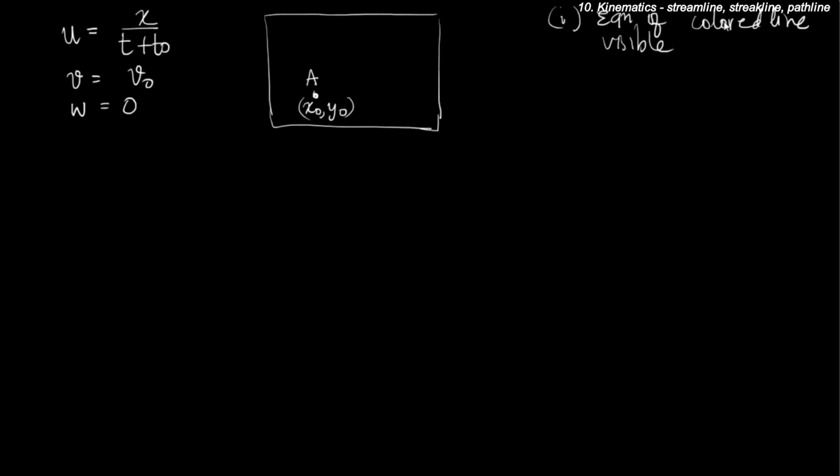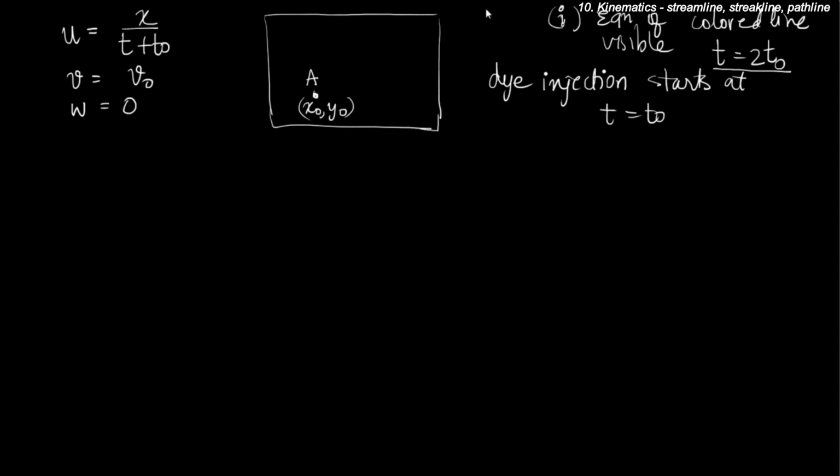At t equal to 2 t naught, given that the dye injection starts at t equal to t naught and goes all the way to t equal to 2 t naught, we must find the equation of the colored line visible. So essentially question 1 is asking what is the equation of the streak line.